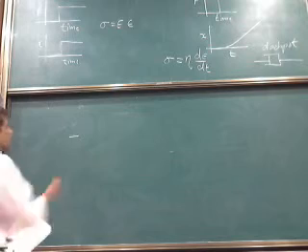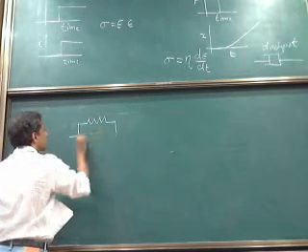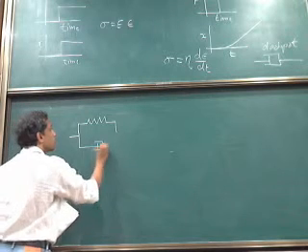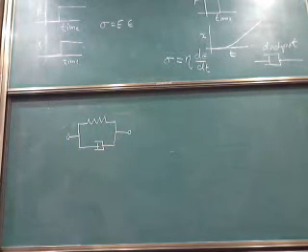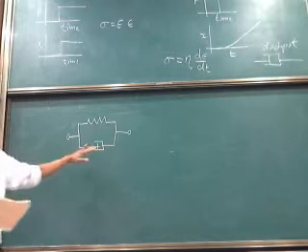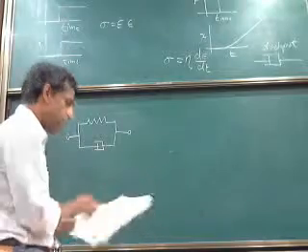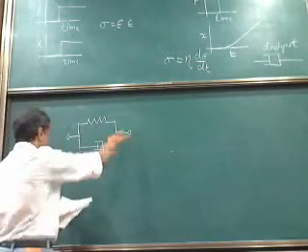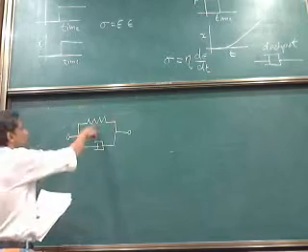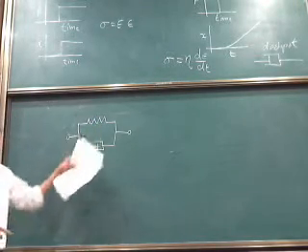Now a viscoelastic element can be constructed in many ways. A simple case is this. I am putting a spring and a dashpot in parallel. When I do that, and if I try to deform this material, you can see that the strain for this and the strain for this is the same because they are connected in parallel.